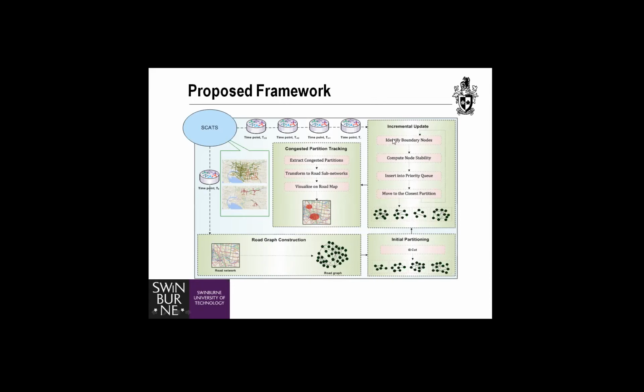in the following slides. And then after we have incrementally updated those partitions, we identify the congested partitions and track their evolution. So basically, we extract these subgraphs, transform them back into the form of a road network, and then visualize them on a map. So this is an overview of our framework, and now in the following slides, I'm going to explain them in detail.